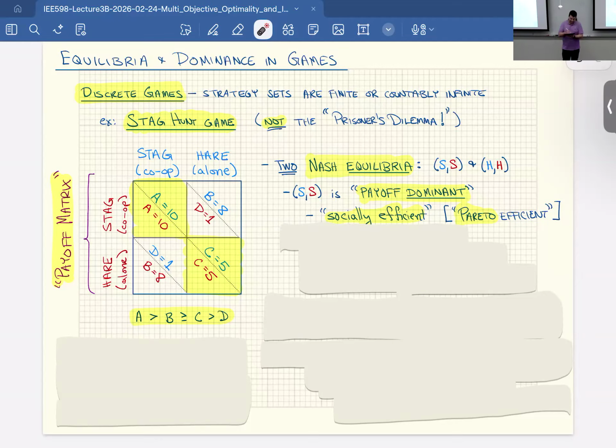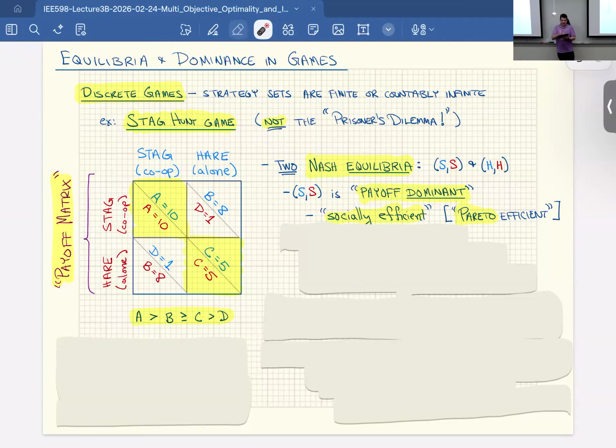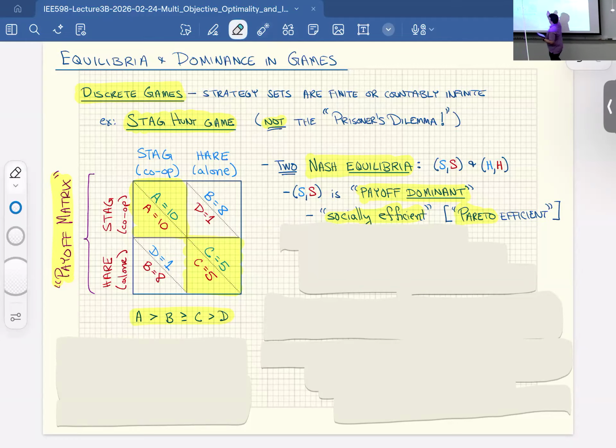If you were in this equilibrium, if you both managed to move up here, that would be better for both of you. So we say this one is not socially efficient because there is an improvement you could make that will improve the outcome for both players. So this is the payoff dominant, socially efficient, or so-called Pareto-efficient solution or equilibrium for this particular case. So that would be great. This is where you want to be. Everybody wants to be playing stag with another player playing stag.